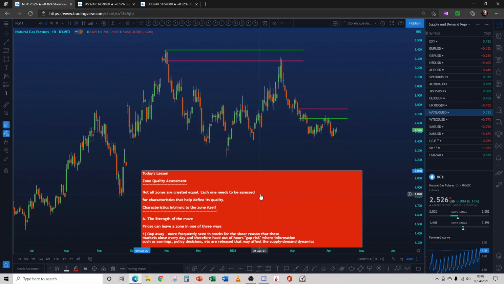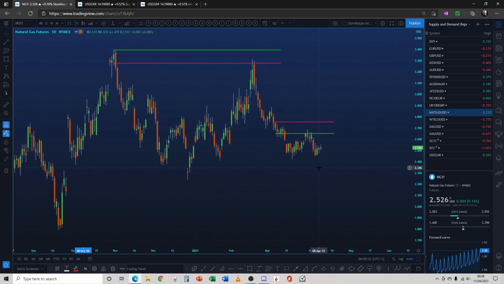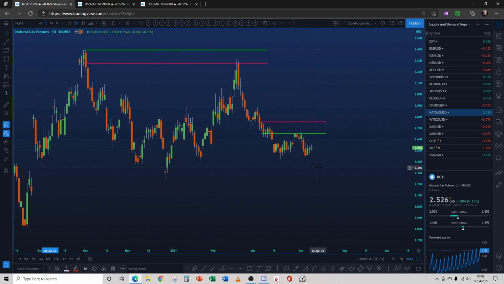I don't want to make this video too long, so I don't lose some of you. Okay. So we started off last week talking about assessing the strength of the move away from a zone, and we talked about the gap away from a zone being the ideal or the biggest representation of an imbalance. The second alternative is leaving away by really large candles in a fast, decisive manner. And the other way is a slow, more labored, sort of limping departure from a zone.